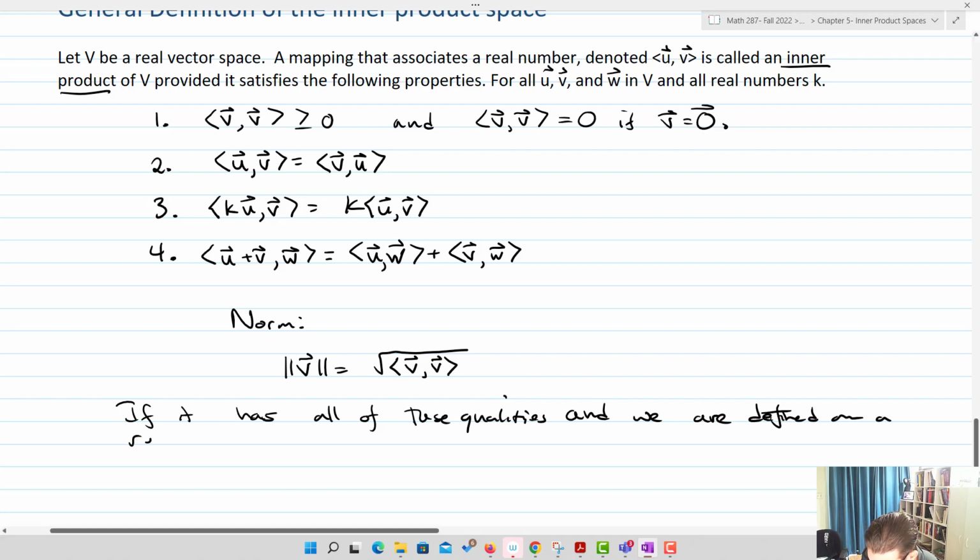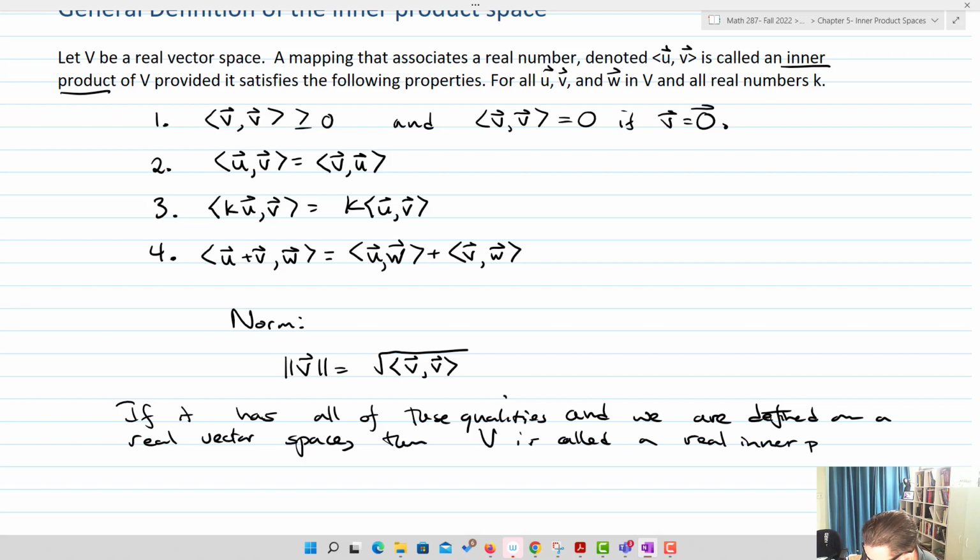So that is Rn. Then V is called a real inner product space. And so that's what we're going to call it. We're going to call it a real inner product space.